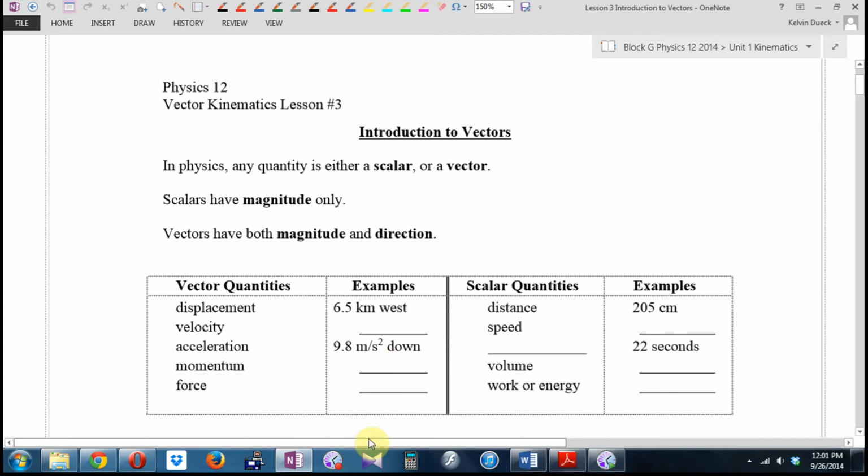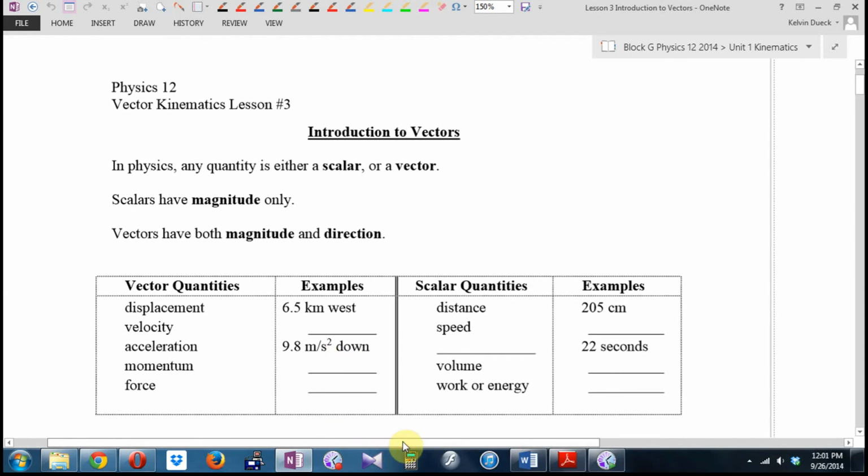Introduction to vectors. In physics, any quantity is either a scalar or a vector. You hopefully all learned that last year. Scalars, if you'll recall, have magnitude only. Vectors have both magnitude and direction.